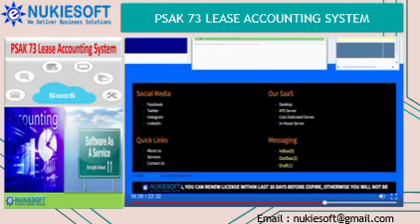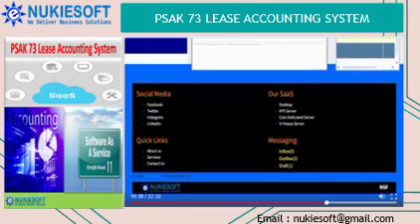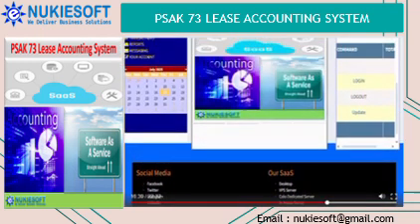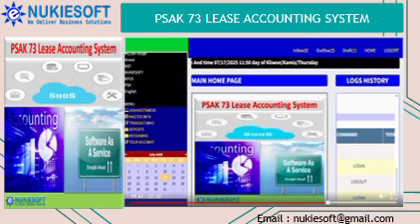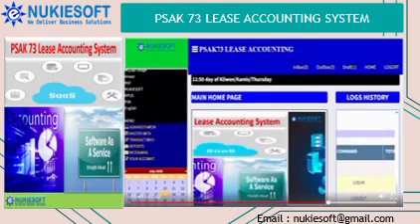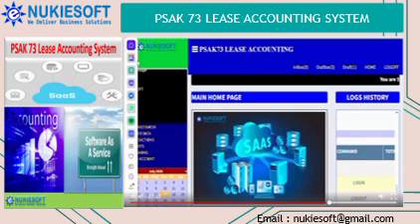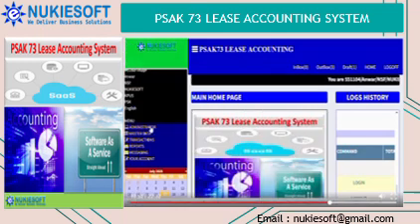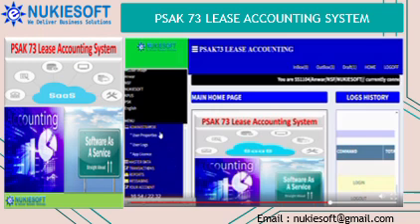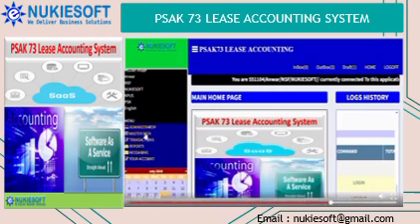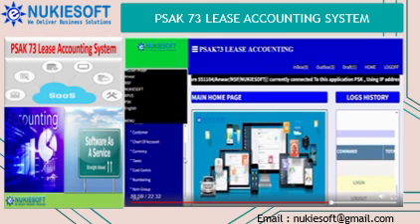Restoration costs. In many cases, the lessee is obliged to return the underlying asset to the lessor in a specific condition or to restore the site on which the underlying asset has been located. To reflect this obligation, the lessee recognizes a provision in accordance with PSAK 57, provisions, contingent liabilities and contingent assets. The initial carrying amount of the provision, if any, that is, the initial estimate of costs to be incurred, should be included in the initial measurement of the right-of-use asset.